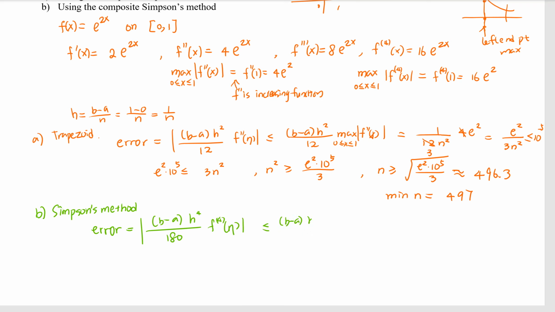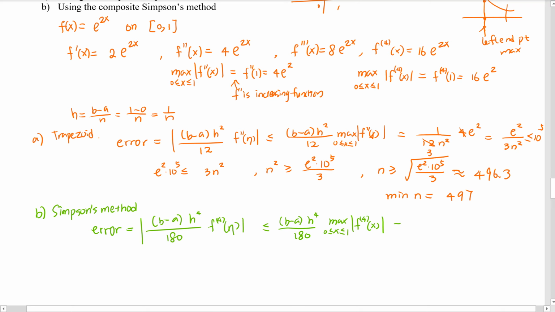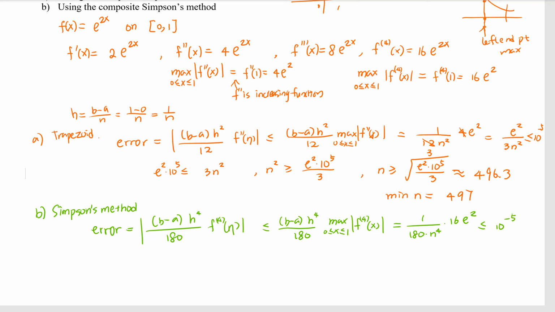The error bound is (b minus a) h to the fourth over 180 times the maximum of the fourth derivative of the function for x between 0 and 1. Here b minus a is 1, and h is 1 over n, so h to the fourth is 1 over n to the fourth. The maximum of the fourth derivative is 16e squared. We want this number to be less than or equal to 10 to the minus 5.